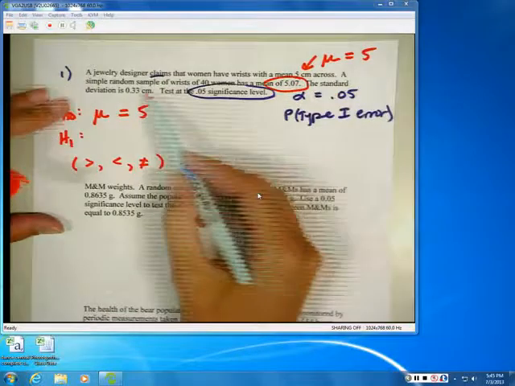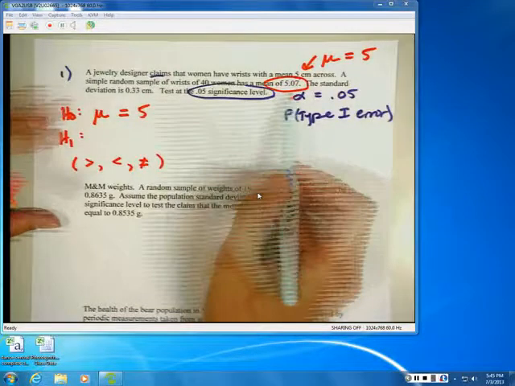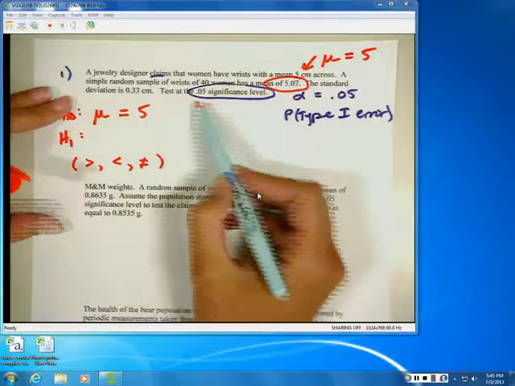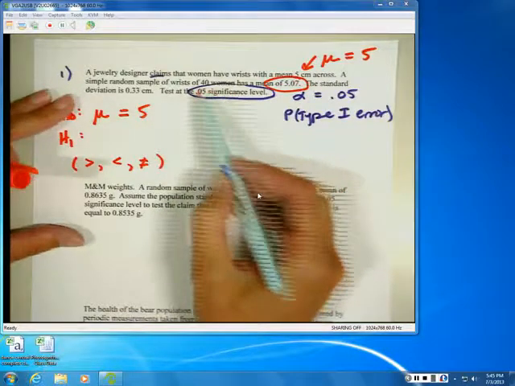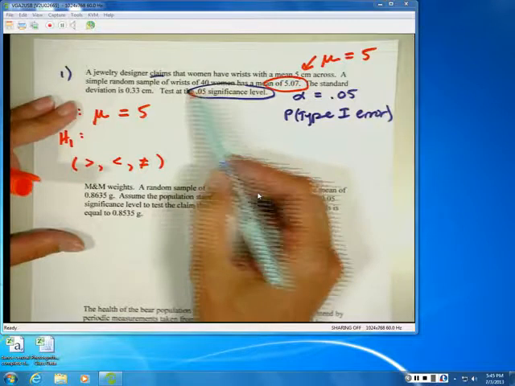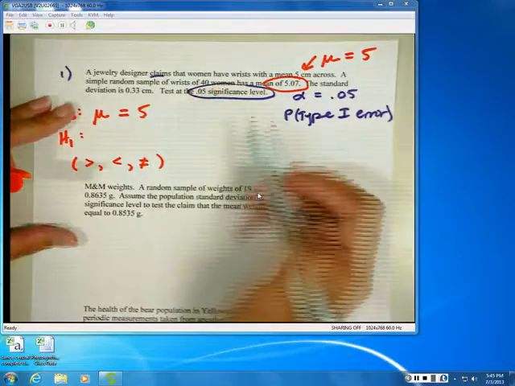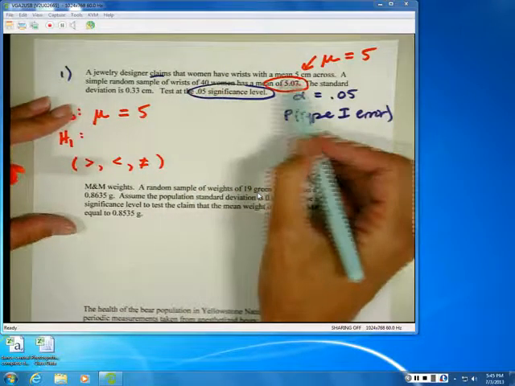Let's see, a sample says it's 5.07. Test at the 0.05 significance level. You know what's interesting about this one, it doesn't say that we took a sample because we think it's more or we think it's less. So the fact here is that it's just different.